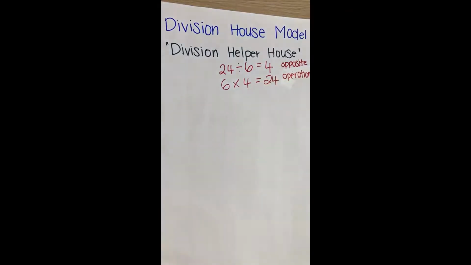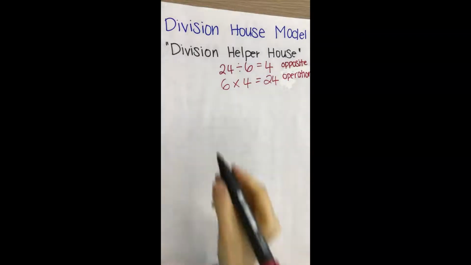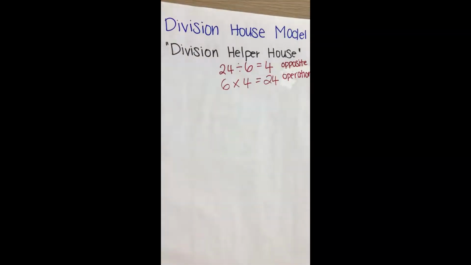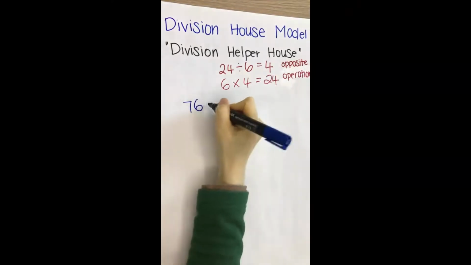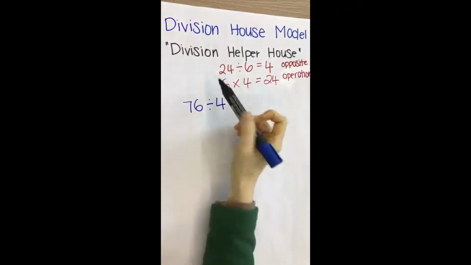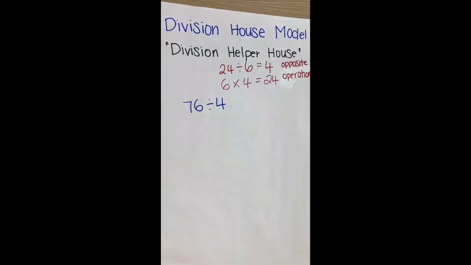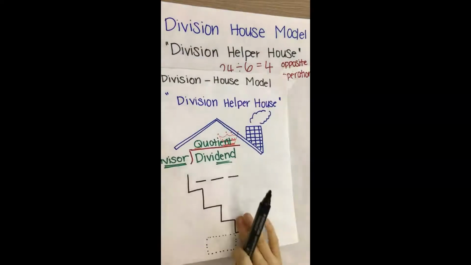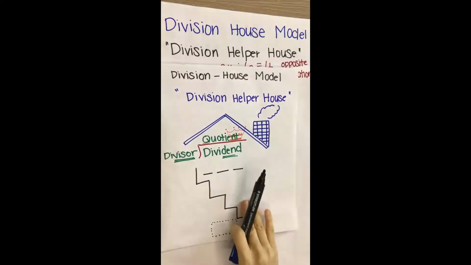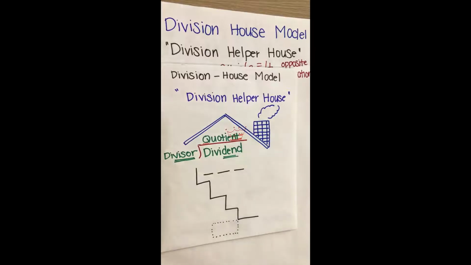But sometimes this doesn't come to us that easily. Let's take a look at numbers like, how about 76 divided by 4? Let's go on and use the house method to do this problem. Before we start, we will need to know some terms, and here is my chart. Feel free to pause the video and take the notes down.